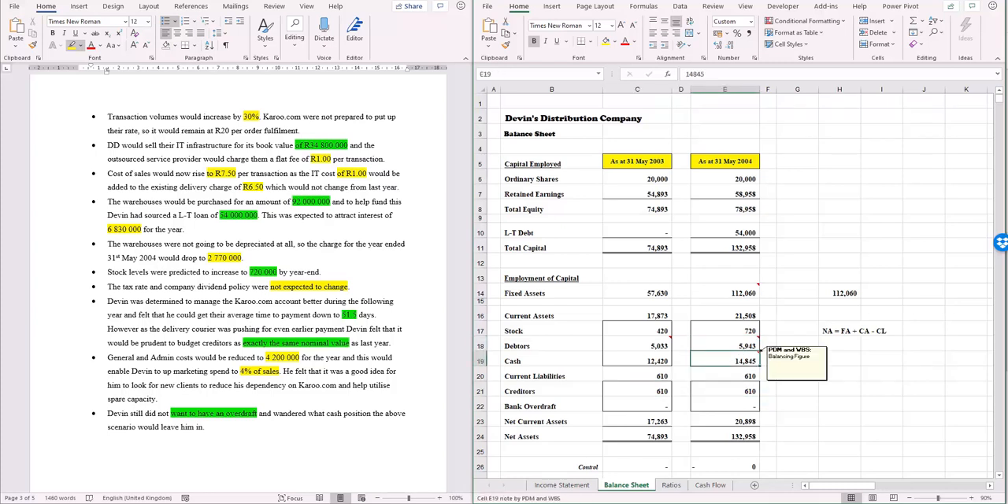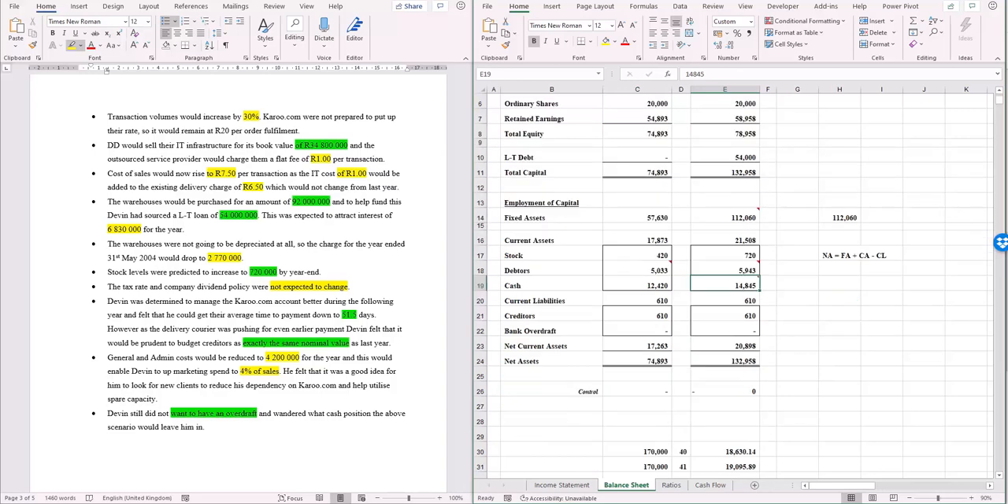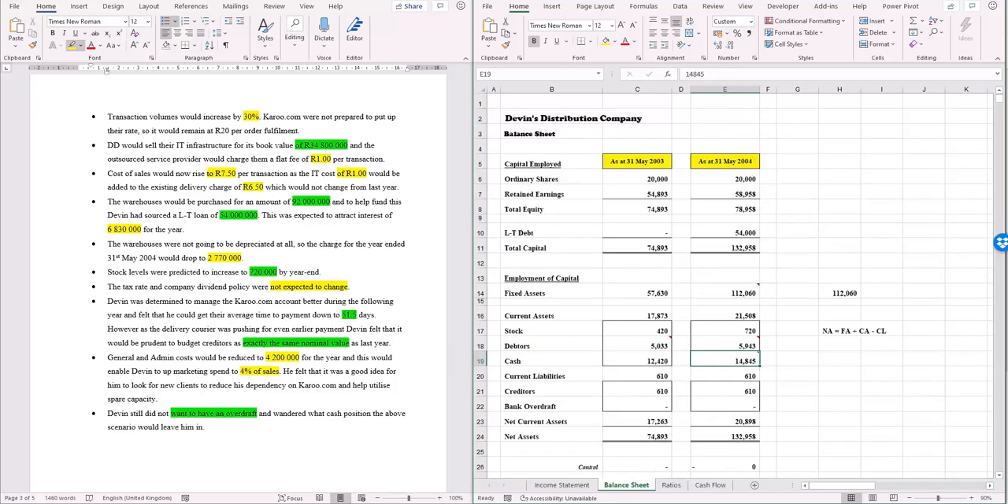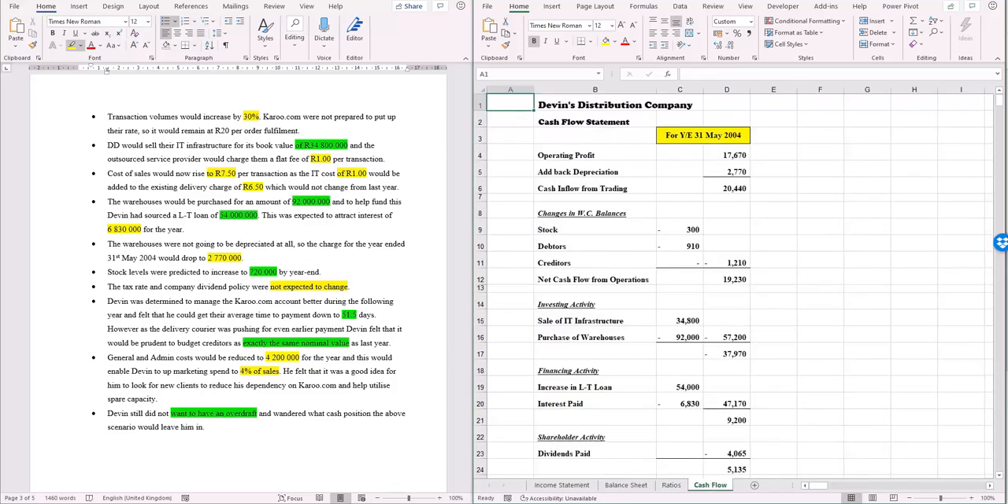All right, so we're solving for cash, the same as we did last time. So net assets, there's the number. Fixed assets is there. Current assets, we don't know what that is, but CL we do know. So we're going to solve for CA and then subtract out the stock and the debtors in order to find the cash. Great. Let's move on to the cash flow.